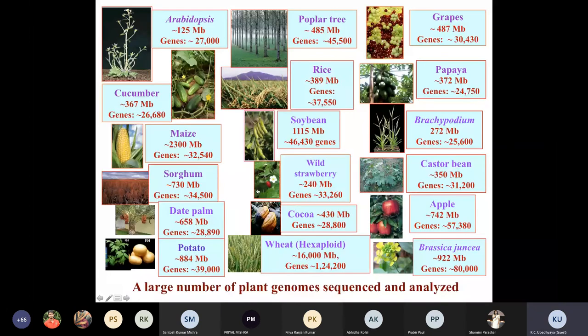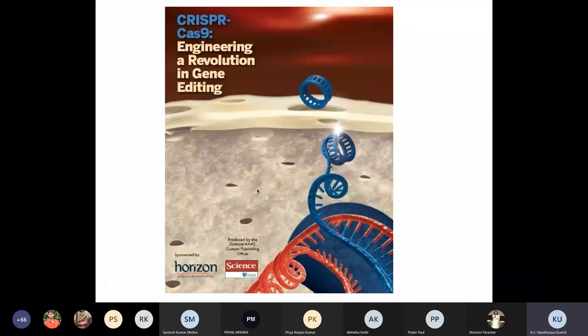Okay, this is sequencing also in plants. A lot of plant sequences now. Okay, the last part which we'll discuss is the last discovery, which has also revolutionized the whole thing, which is CRISPR-Cas9. That's taken from Science. The paper came in 2012. And this is, of course, in Science, CRISPR-Cas9, engineering a revolution in gene editing.